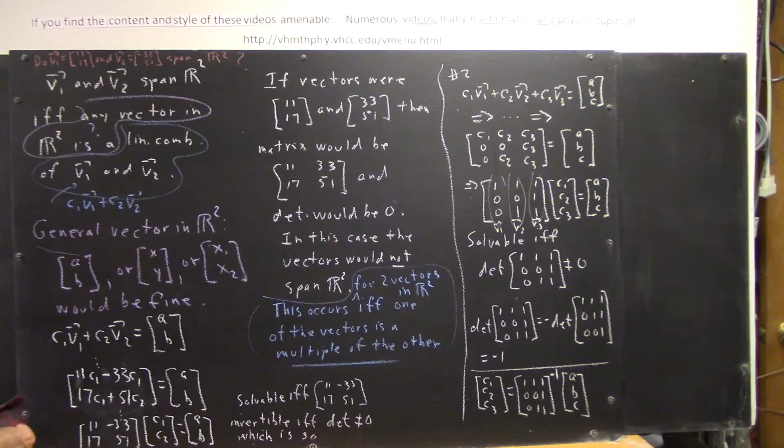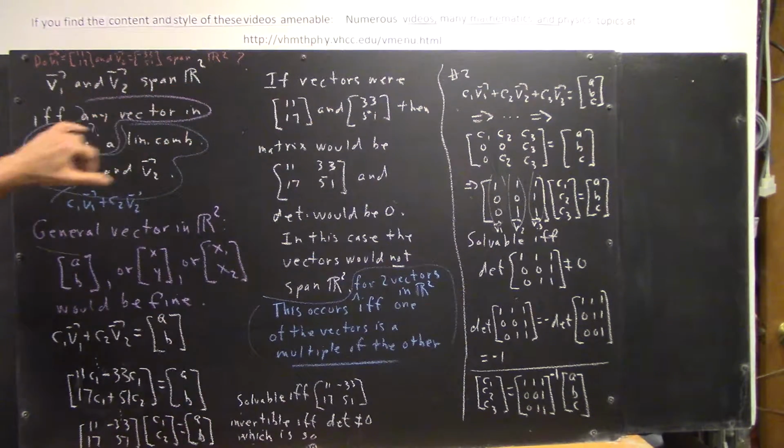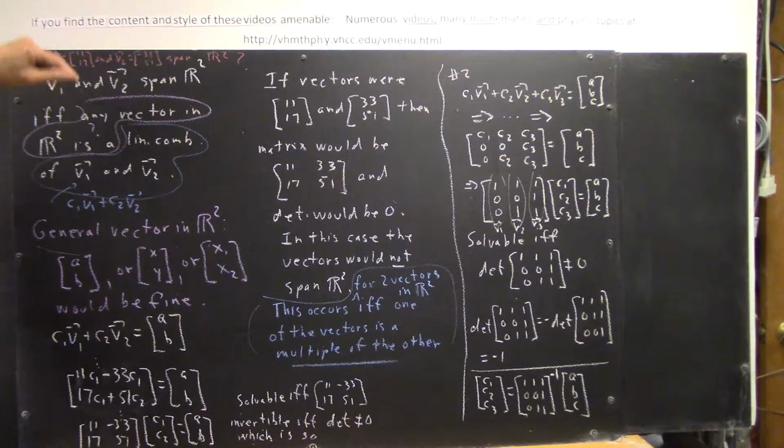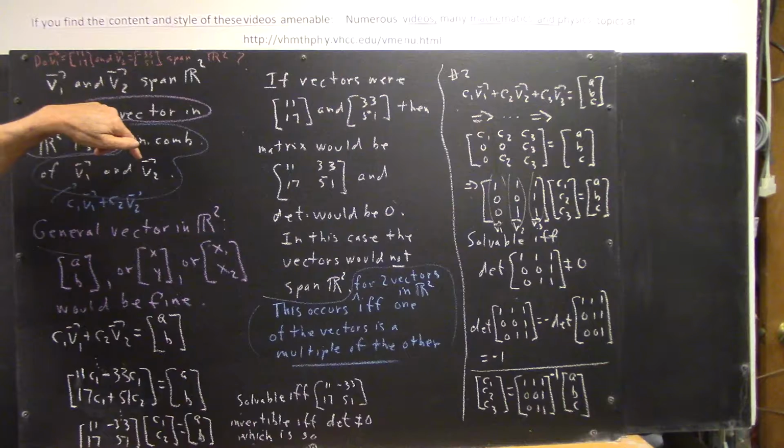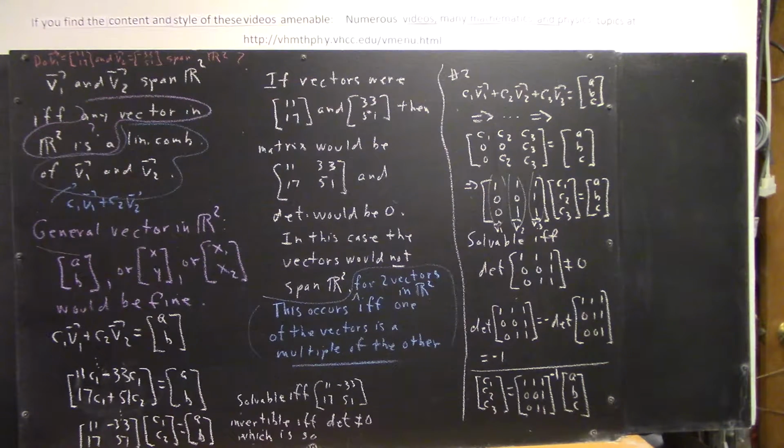Okay, well, let's see what we mean by span. V1 and V2 are said to span R2 if and only if any vector in R2 is a linear combination of V1 and V2. Well, there are two phrases after the if and only if: any vector in R2, and linear combination of V1 and V2. We need to interpret these phrases mathematically.